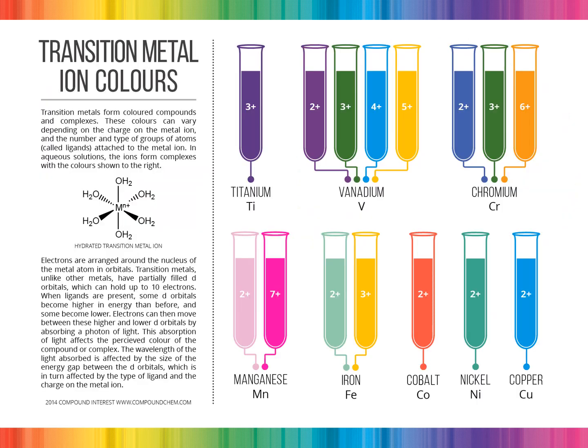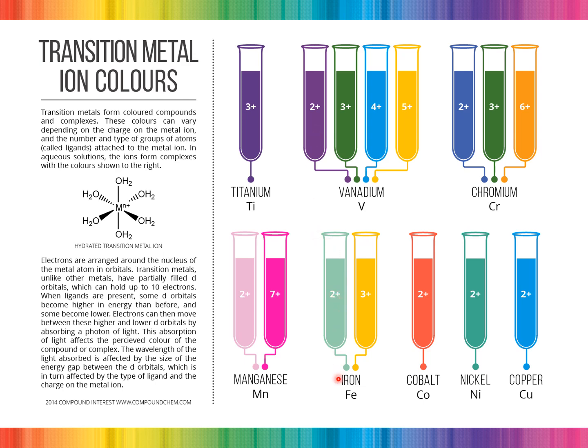Right, we have another infographic showing how transition metal ions can have different colors. For titanium 3+, we can see purple. Vanadium has 4 different colors: 2+ is purple, 3+ is green, 4+ is blue, 5+ is yellow, and so on. Chromium 6+ is orange in the form of dichromate. Iron 2+ is pale green, 3+ is yellow.